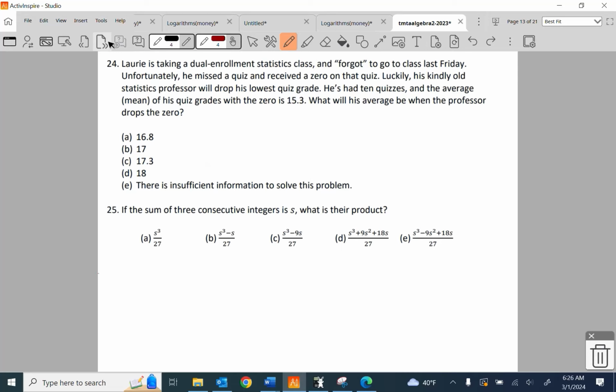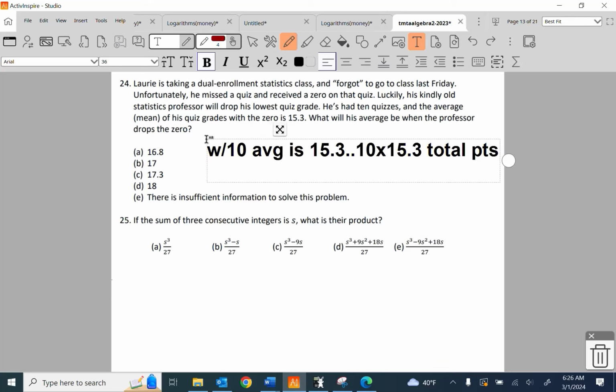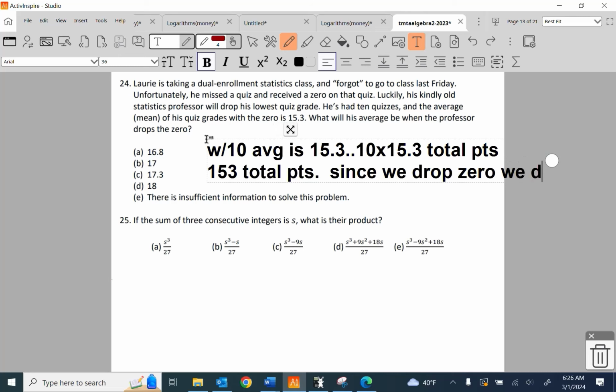So with 10, the average is 15.3. All right, so what this means is he has 10 times 15.3 total points. So 153 total points. Now, since we're going to drop the 0, we divide by 9.